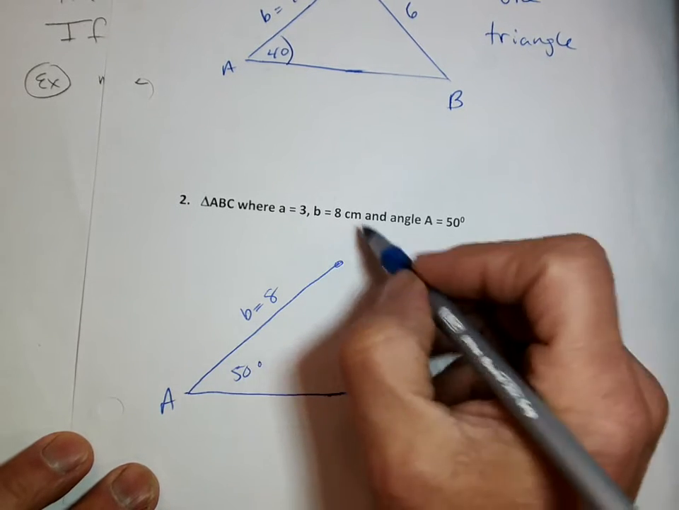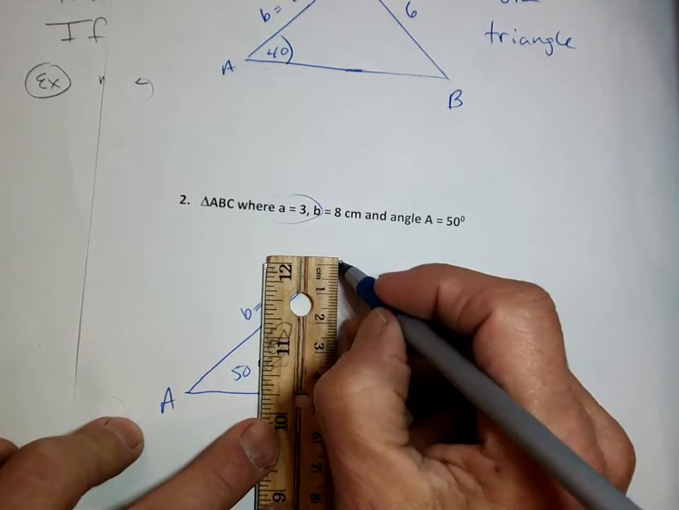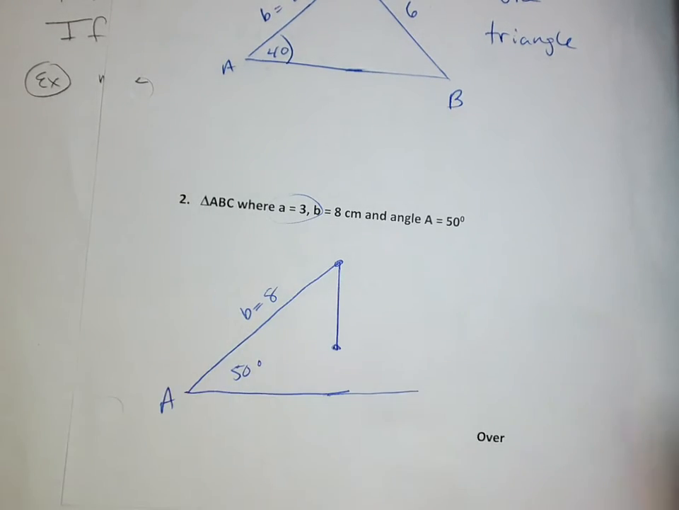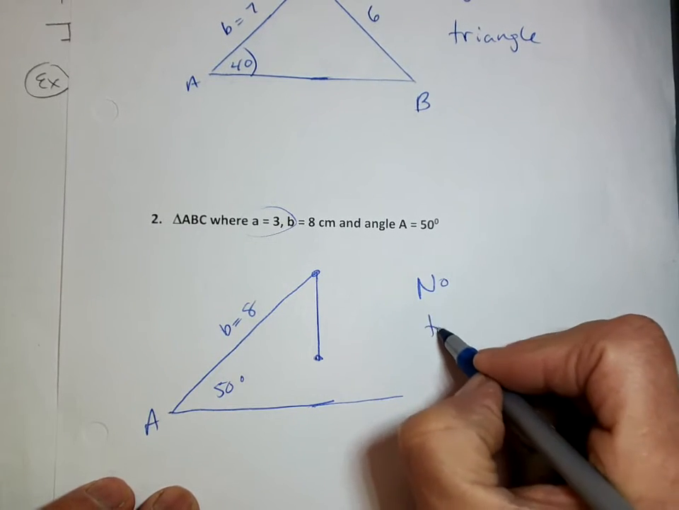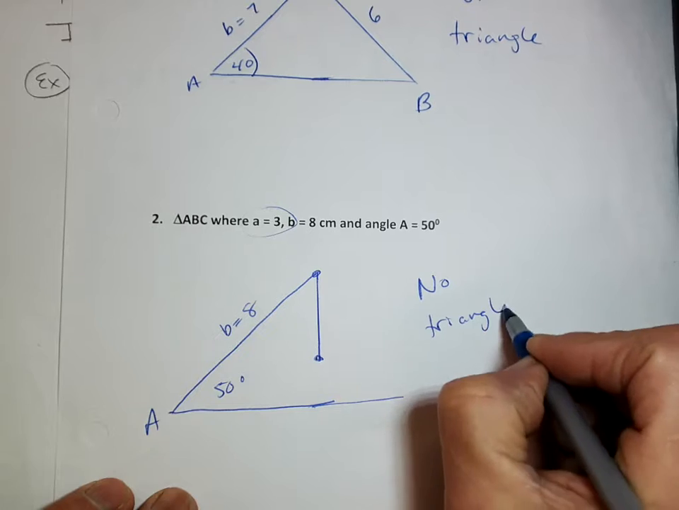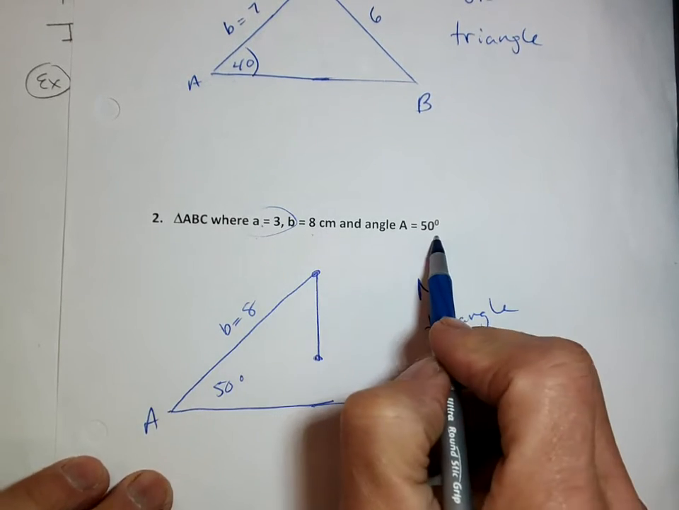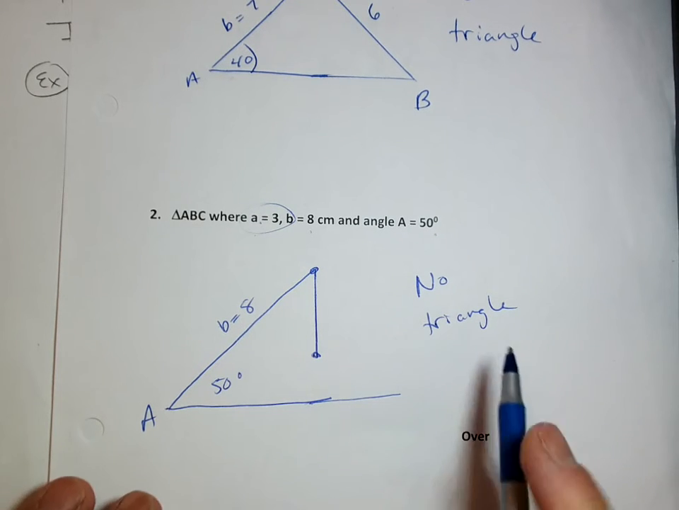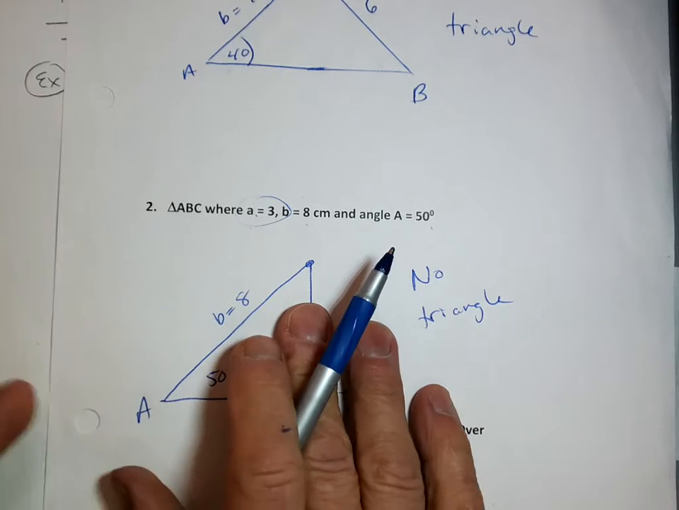What will happen is if you draw in the 3, it's too short. It doesn't fit, so there's no triangle, none at all. So again, if you know just the side and the angle, you have the possibility of not having a triangle at all. It won't work. And that's why we draw these to scale, so we can see that.